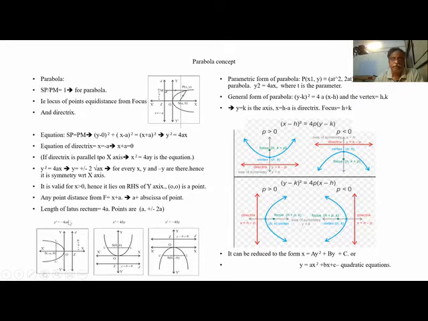Y square is minus 4ax. So when x is minus, the formula becomes minus 4ax. That means this parabola will be shifted to this side.